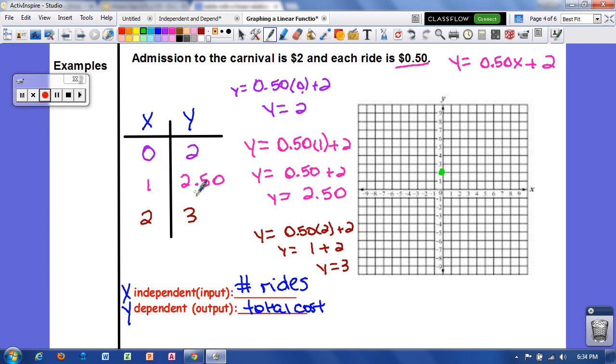Now we have the point 1 and 2.50. So I am going to go right 1 and then up to 2.50. Now my next point is 2, 3. So I'm going to go to 2, 3, plot my point, and then from here we can see that these points are forming a line. We can use our ruler and create a line from there. And again, this line is not perfect. Make sure you put your arrows at the end of the line to show that it is in fact continuous.